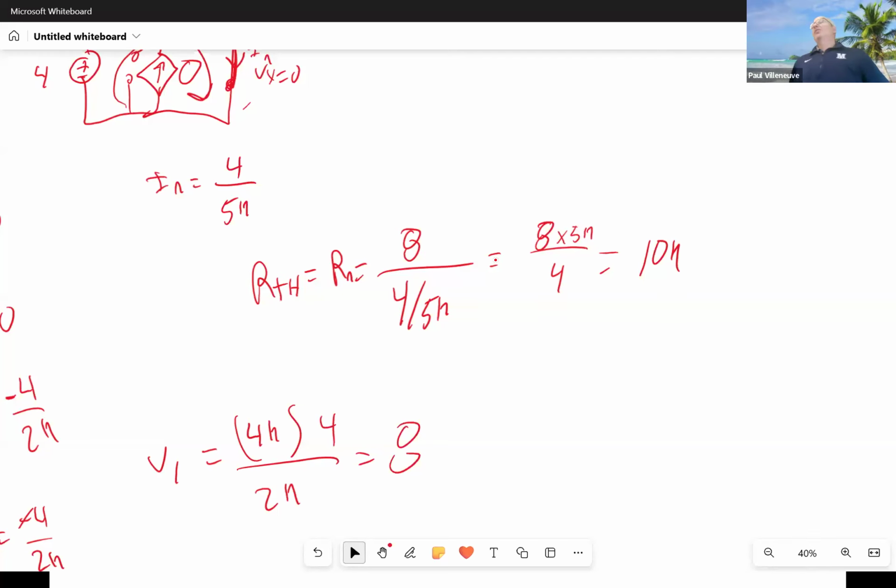When you divide fractions, you multiply by the reciprocal. I did that a lot this summer too. So that's my R Thevenin.